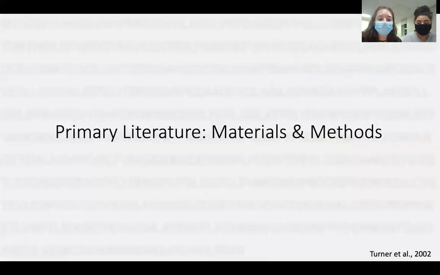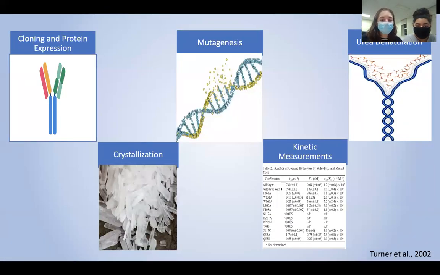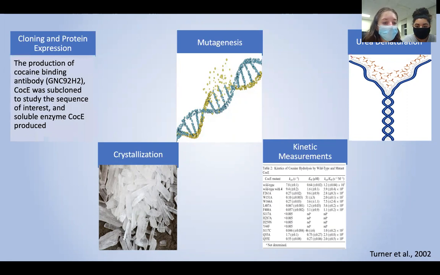Here I'm going to discuss the methodology that the paper described in the research. The following procedures were conducted: cloning and protein expression, crystallization, mutagenesis, kinetic measurements, and finally urea denaturation. First was the cloning and protein expression. This involved the production of the cocaine-binding antibody, and then the cocaine esterase enzyme was subcloned to study the sequence of interest, and the soluble enzyme cocaine esterase was produced. Cocaine esterase was 99% pure through the use of ion exchange chromatography.